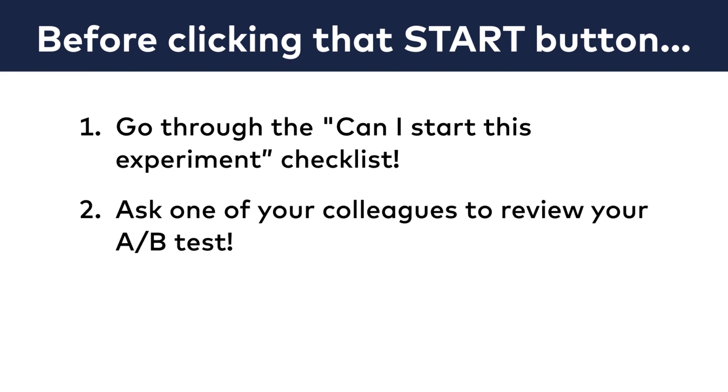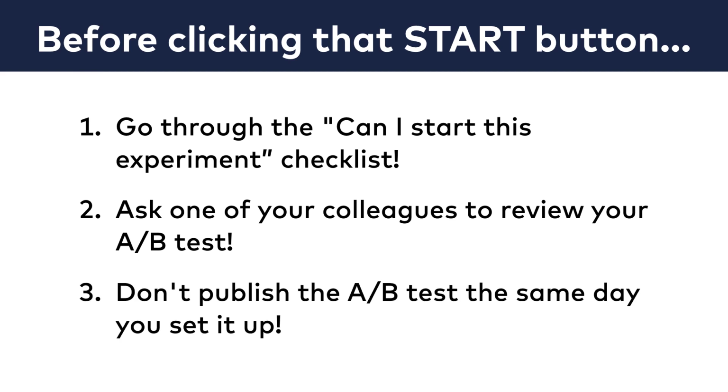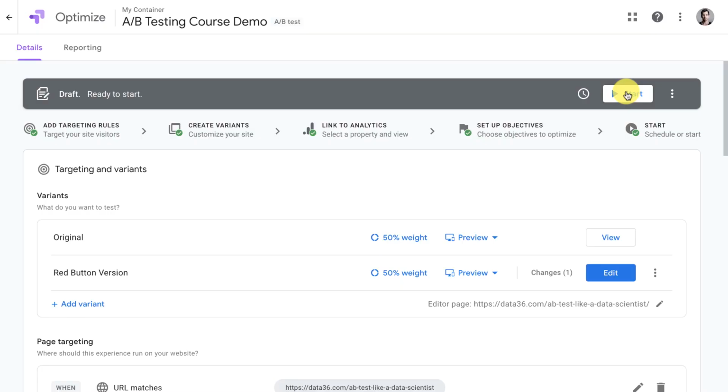You can also ask one of your colleagues to review your A/B test. Sometimes, when you are deep into a project, you can't spot obvious mistakes by yourself, so if you have anyone else at the company who works with A/B testing, ask her to review your project before you click the Start button. And my third tip is, don't publish the A/B test the same day you set it up. When you have finalized everything, do something else, go home, sleep on it, and with a fresh head on the next day, review everything. If it still looks good, then you can start your A/B test.